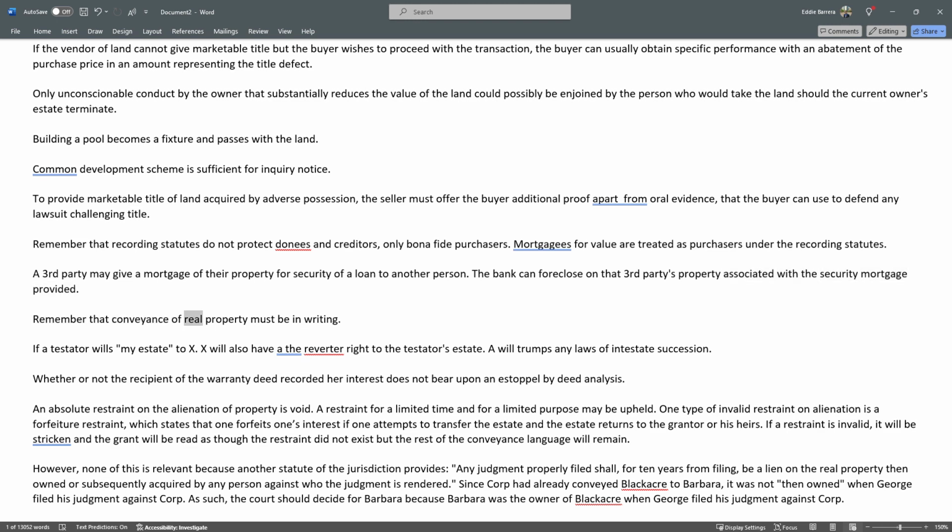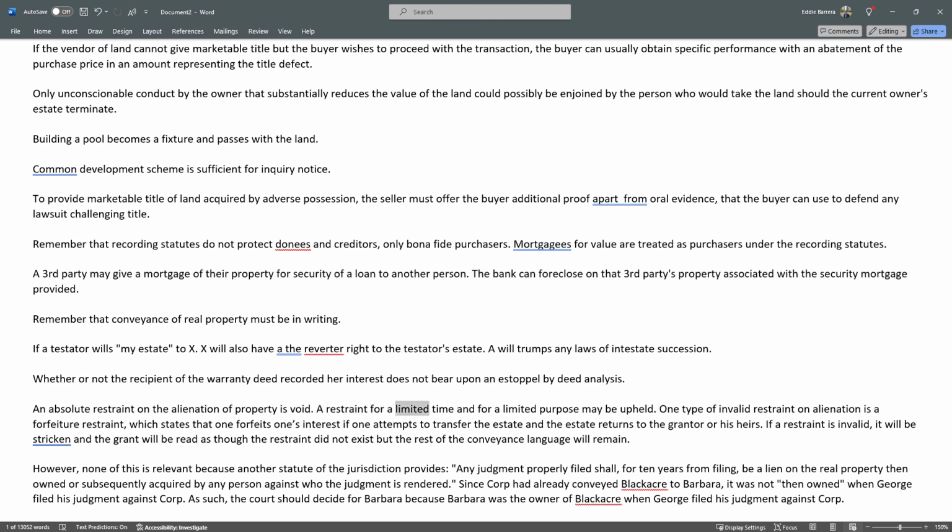Remember that conveyance of real property must be in writing. If a testator wills my estate to X, X will also have the reverter right to the testator's estate. A will trumps any laws of intestate succession. Whether or not the recipient of the warranty deed recorded her interest does not bear upon an estoppel by deed analysis. An absolute restraint on the alienation of property is void.